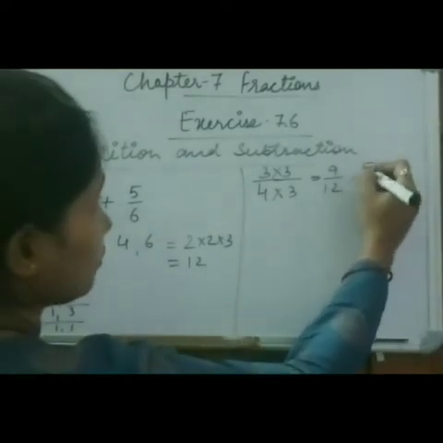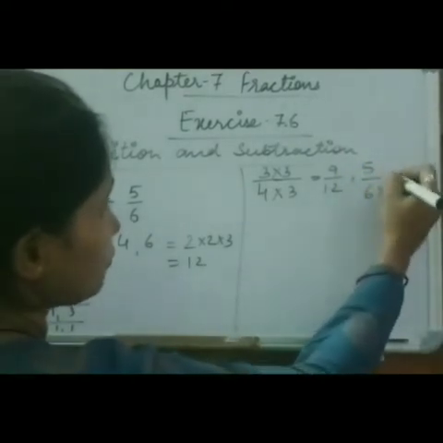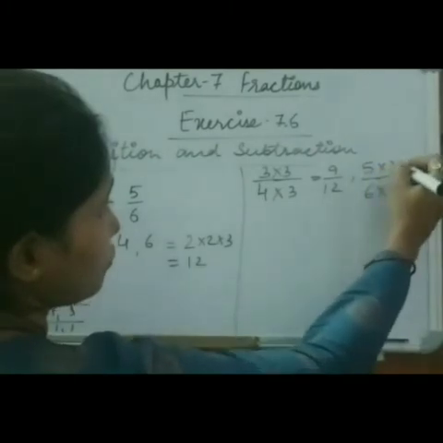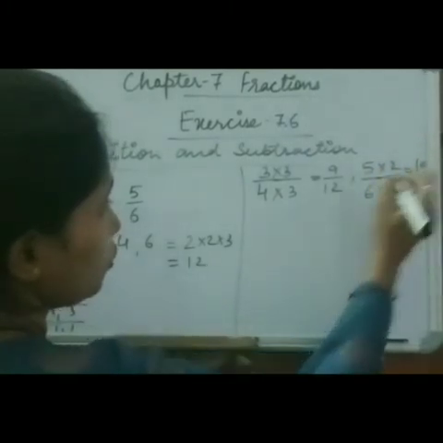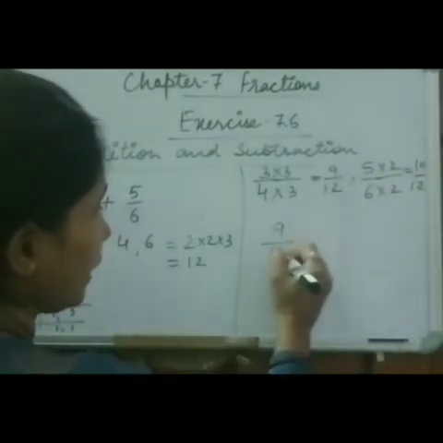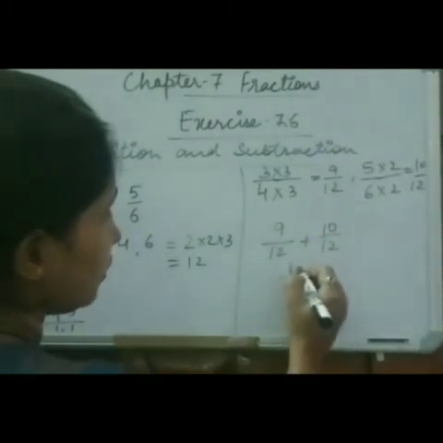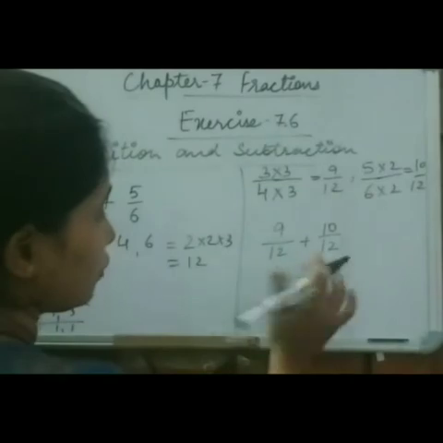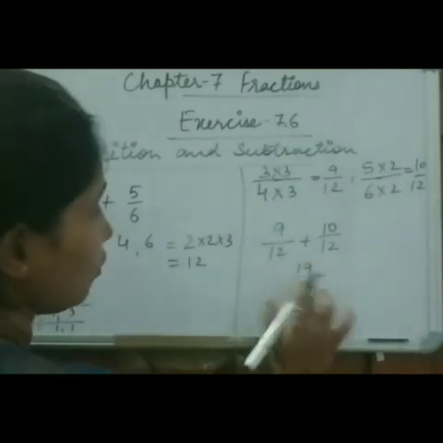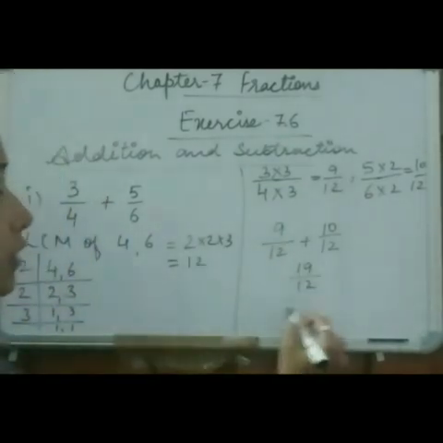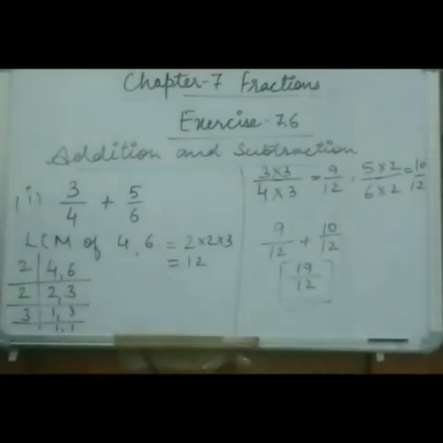And this one, 5 into 6, 6 2s are 12, 5 2s are 10, 10 upon 12. Now we have to add them. This is 12, this is 19. So what is the answer? 19 upon 12. Okay, this is the answer. Got it?